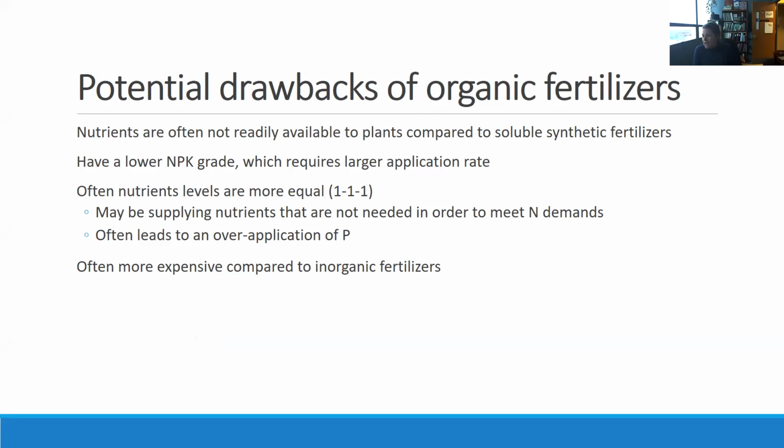Drawbacks would be that nutrients aren't readily available for plants compared to soluble synthetic fertilizers. They usually have a lower NPK. So that means you have to apply more to hit your target. Often nutrient levels are more equal, so you may be supplying nutrients that are not needed in order to meet the demands of another nutrient. Typically, we're trying to hit a nitrogen demand when we don't need phosphorus, right? And so that leads to an over application of phosphorus. And many times they are more expensive compared to inorganic fertilizers.